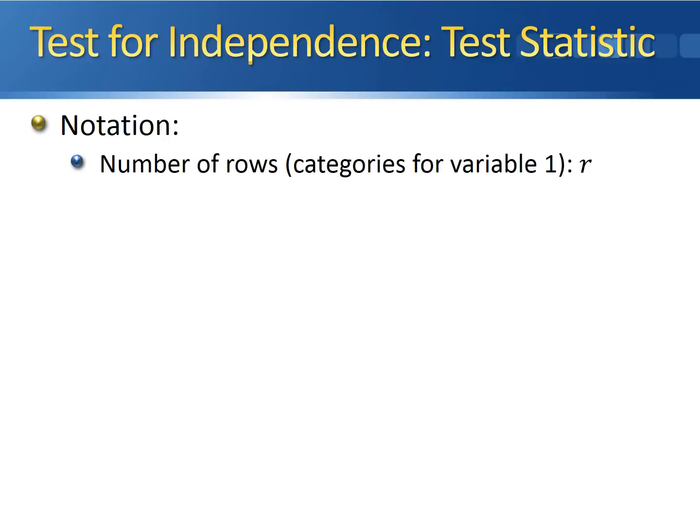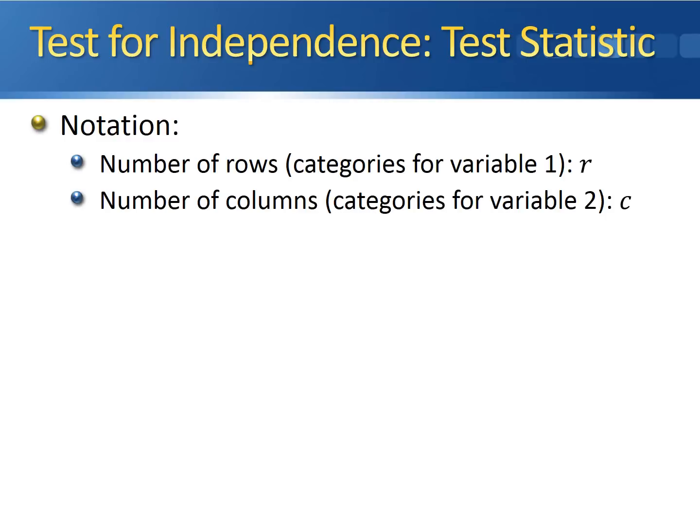The test statistic for the chi-squared test for independence is calculated in a very similar way as the test statistic for the goodness of fit test. Let's let R denote the number of rows, or the number of categories for variable 1, and we'll let C denote the number of columns, or the number of categories for variable 2.